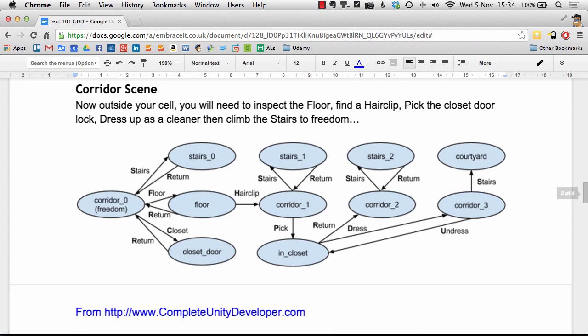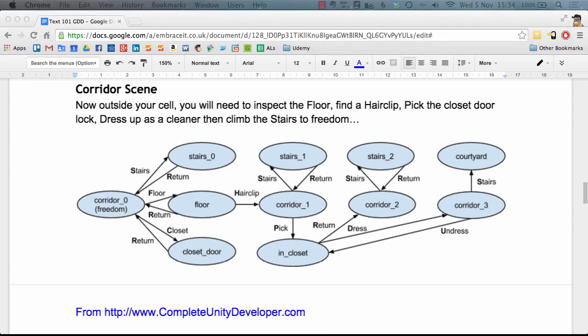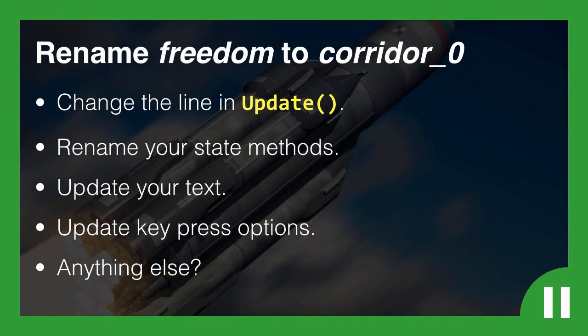So what are we going to do in this video? Well, we are going to prepare ourselves for adding this complexity. So we need to change all references of freedom to corridor firstly, and this is a challenge. So what you're seeing on the screen with this green outline and the pause button at the bottom right is a challenge slide. So I want you to go and rename all references of freedom to corridor_0 and get it running. Some hints for you: you need to change the line in update, you'll need to rename your state method, you'll need to update your text, and you'll need to update the key press options, and have a think if there's anything else that you need to do.